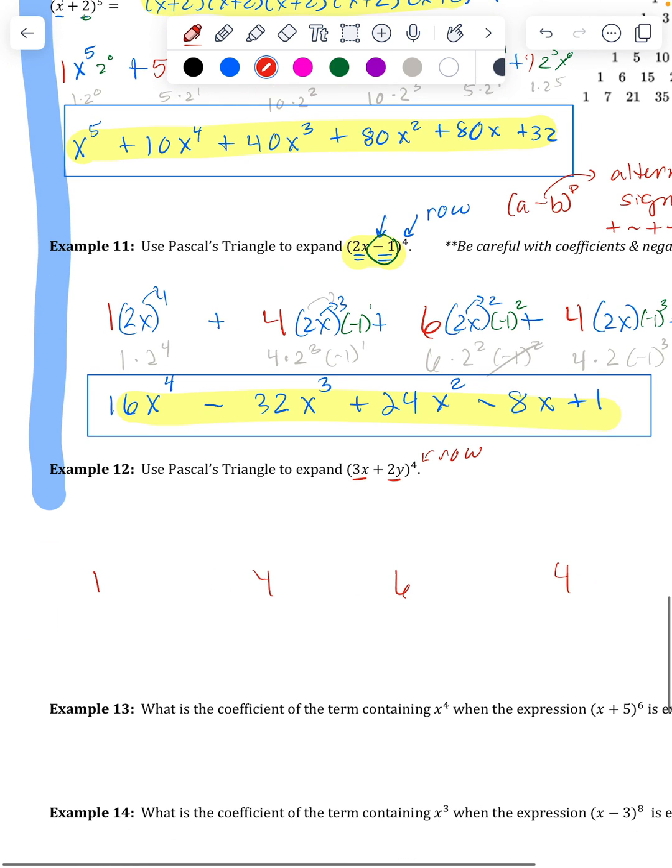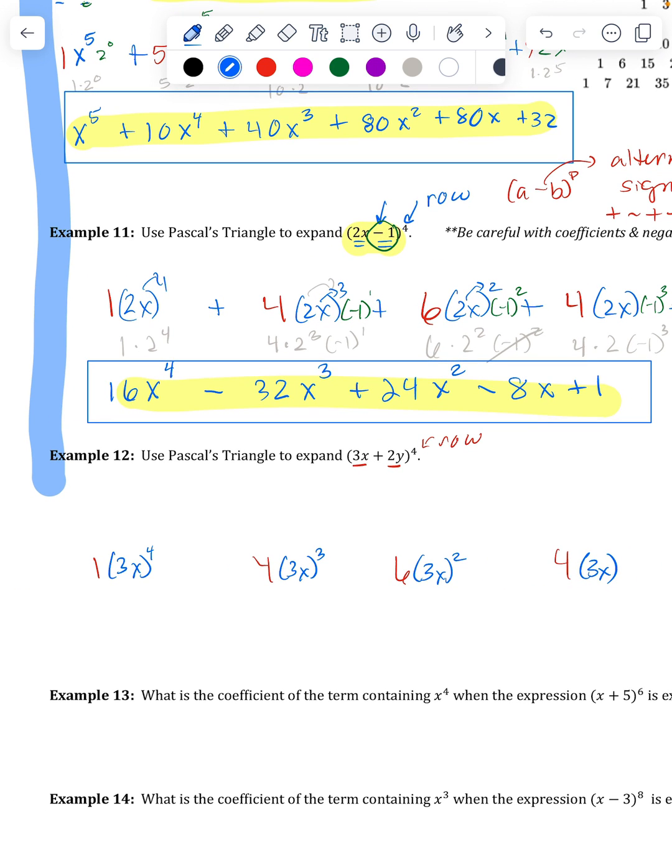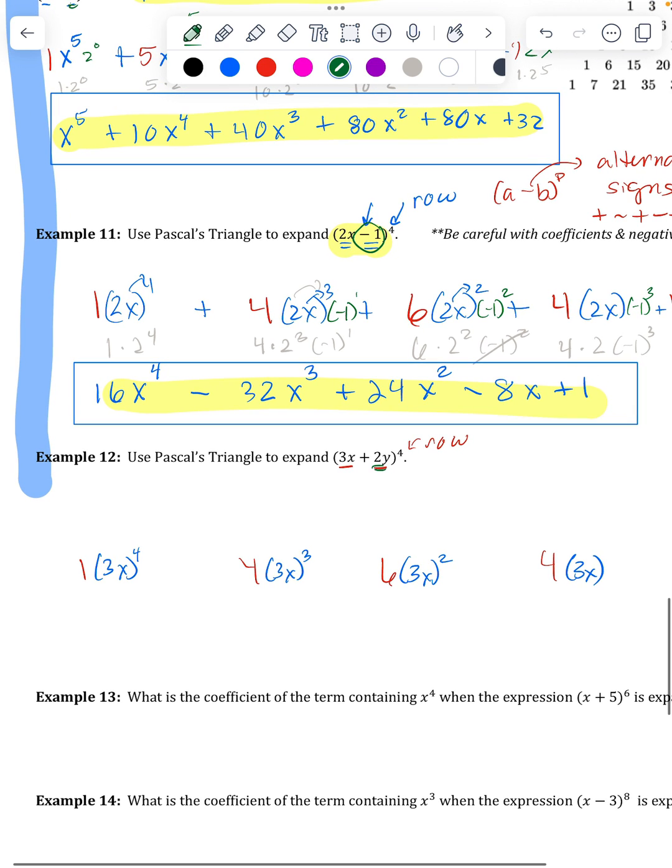Okay, this is my first thing, and the 3x is going to be, I'll do that in a different color, sorry. The 3x is going to be to the 4th power to start with. And then the whole thing is to the 4th power. Then that 3x is going to decrease to the 3rd, then to the 2nd, then to the 1st, and then not there. Opposite, the 2y, which is the second part, is not going to be in the first term. It's going to show up in the second term to the 1st power.